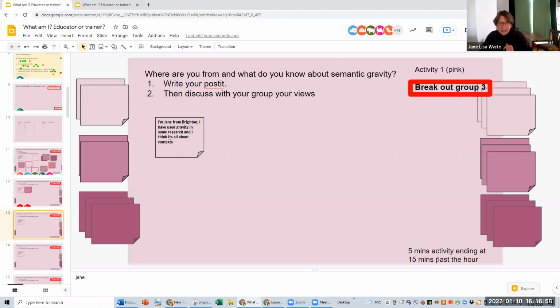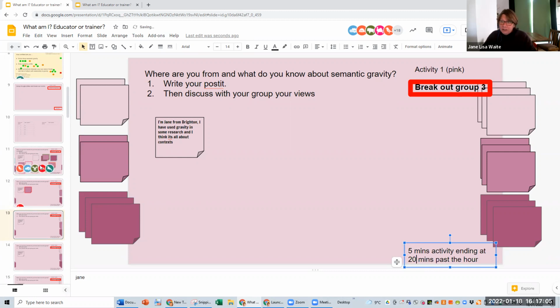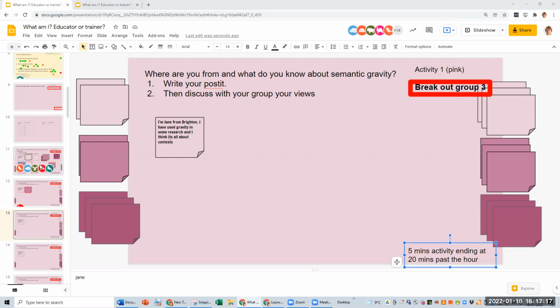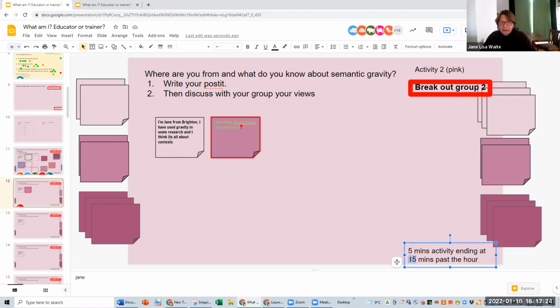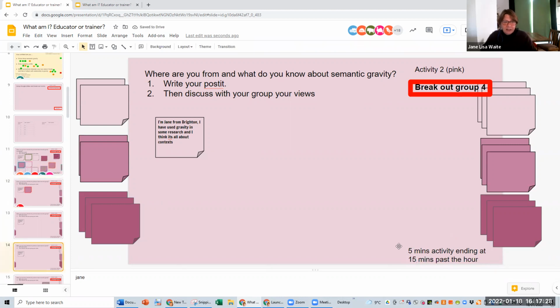And we want you to finish, not at quarter past, but we'll be going back in time at 20 minutes past the hour. So you've got a little discussion until 20 minutes past the hour about what you already know about semantic gravity. Steve, open the rooms. Okay, people should be getting notifications now. So just click on the join request. And Di and I are just going to stay here so that we can have a discussion about it as well.